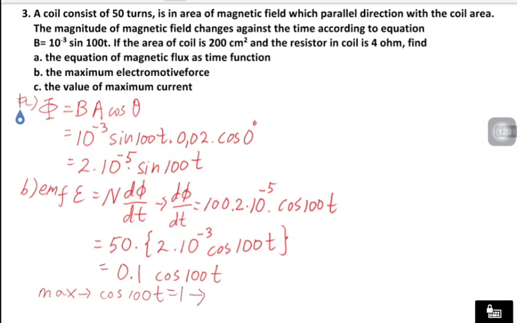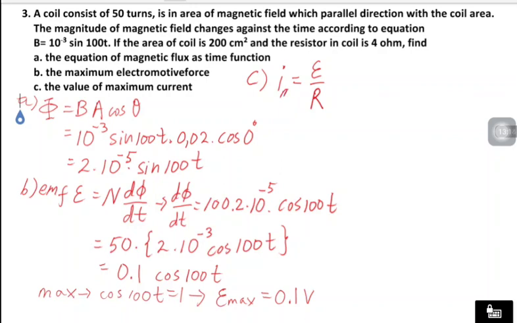So the EMF maximum is 0.1 volt. Okay, next we find the value of maximum current. The current can be found with the formula EMF divided by R.